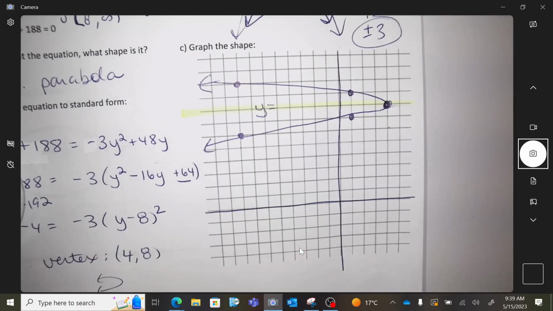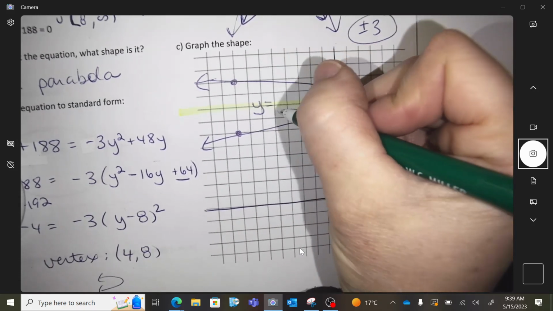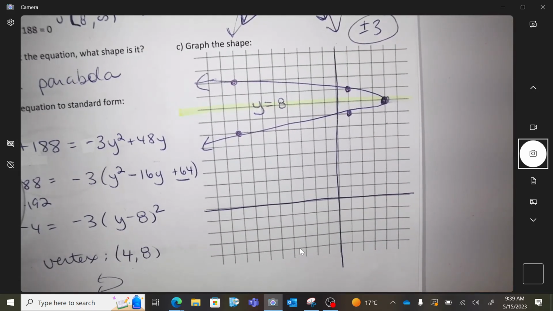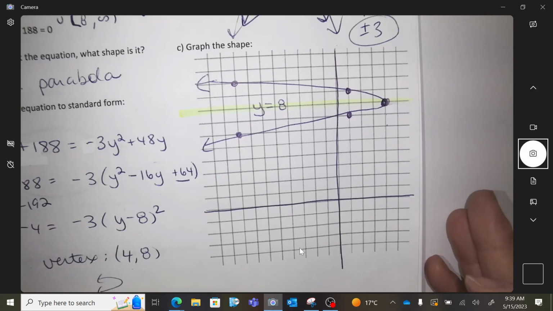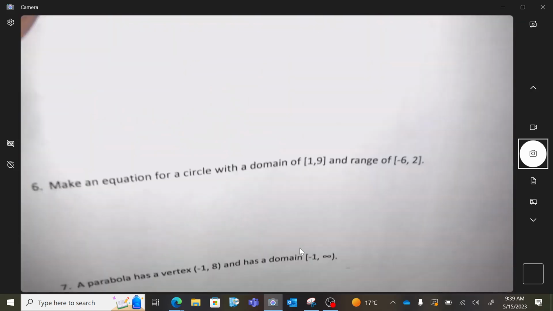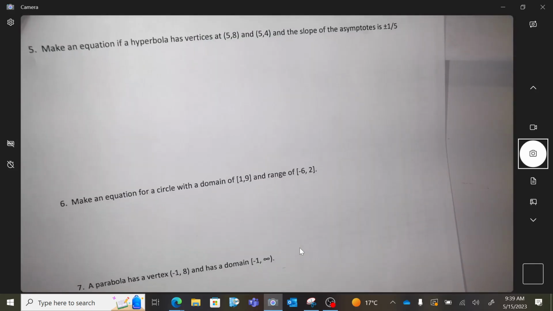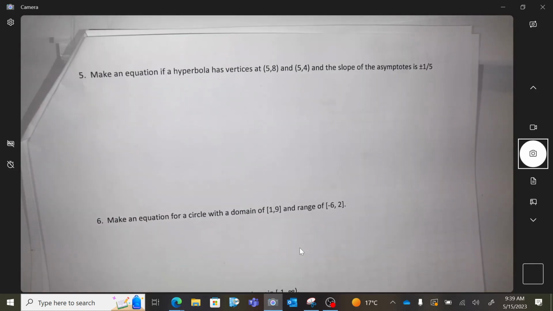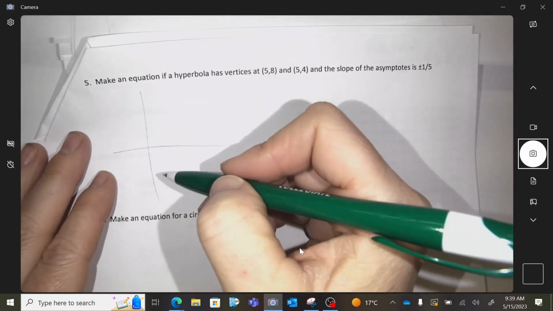It should be a y equals, because it's flat, y equals 8. Okay? Obviously, if your parabola is the other way, you have a cut, you're going to have an x equals cut, right? Good? So those are basically everything you would need to know. Axis of symmetry, domain ranges, things like that. Okay, making equations, we have a hyperbola. The vertices are 5, 8, and 5, 4.